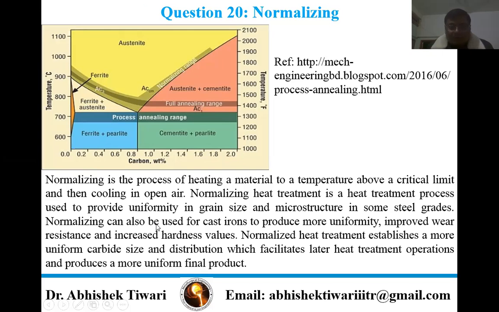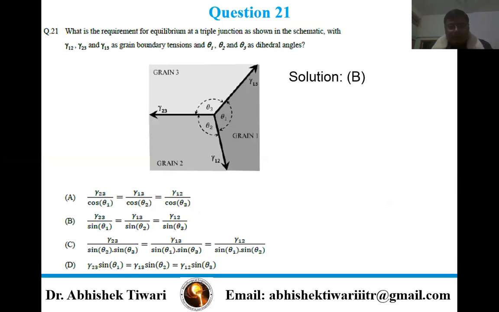So normalizing is the process of heating a material to a temperature above a critical limit and then cooling in open air. Normalizing heat treatment is a heat treatment process used to provide uniformity in grain size and microstructure in some steel grades, and normalizing can also be used for cast irons to produce more uniformity, improved wear resistance, and increased hardness values. Normalized heat treatment establishes a more uniform carbide size and distribution, which facilitates later heat treatment operations and produces a more uniform final product.